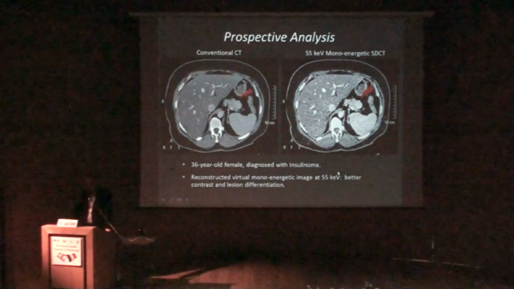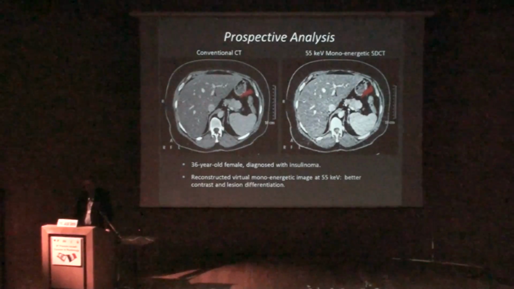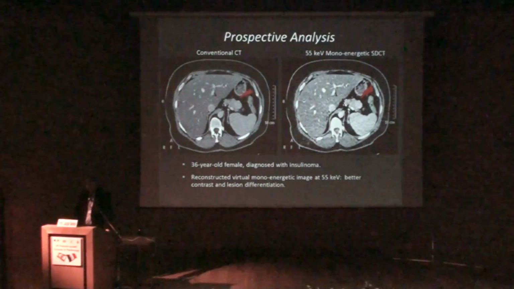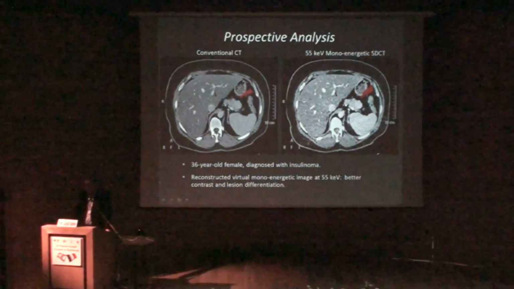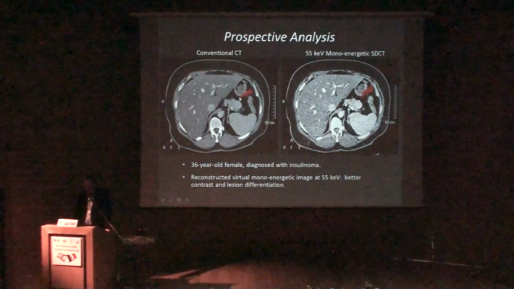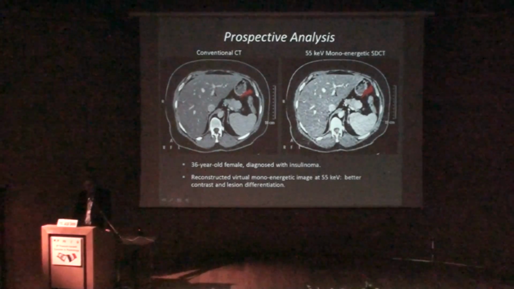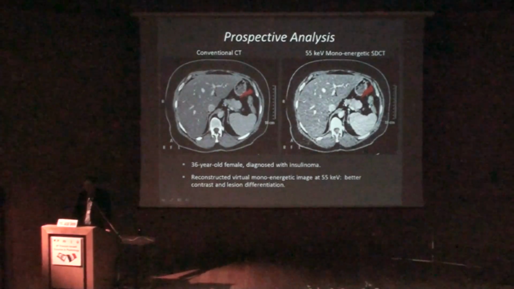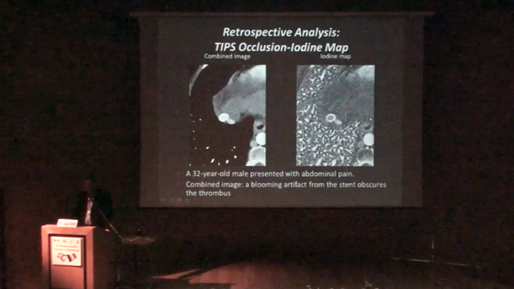And a few examples. That's a case of a 36-year-old female with insulinoma. In this case, we would have prescribed dual energy in advance because we knew that she might have insulinoma. So we can see the lesion over here in the conventional image. At the 55 keV, we can see the lesion with better contrast and better lesion differentiation.